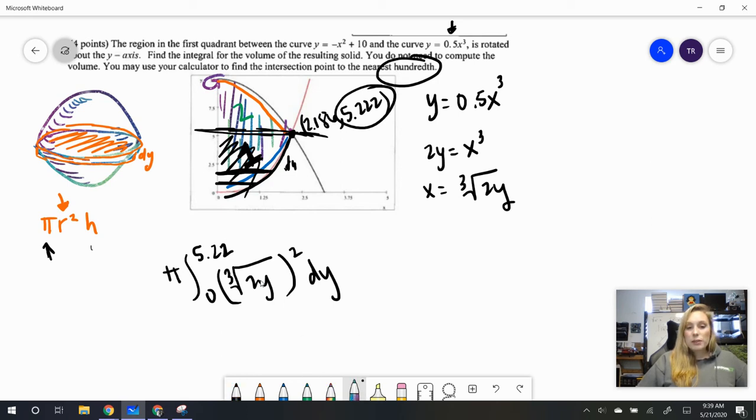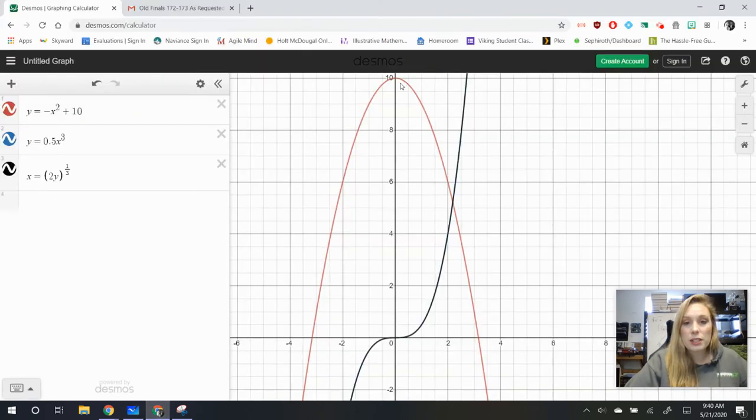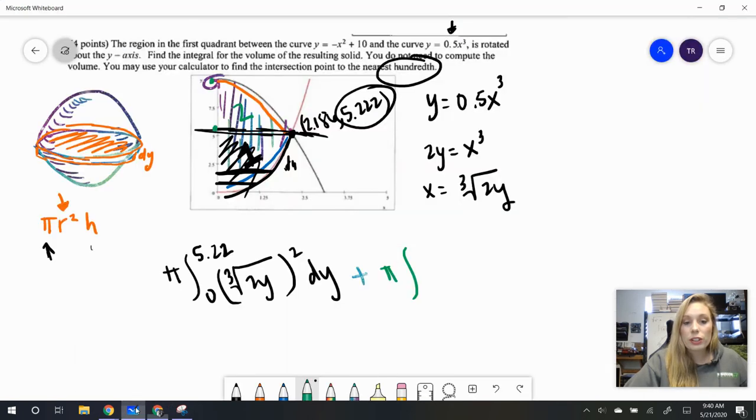Now we want to find the volume of the top piece and add them together. So the volume of the top piece, again, we're going to start with pi, and now we're going to integrate from here to here. And let's go to Desmos and just make sure what that y-intercept is. And the y-intercept is 10. So we are going to integrate from 0 to 10.